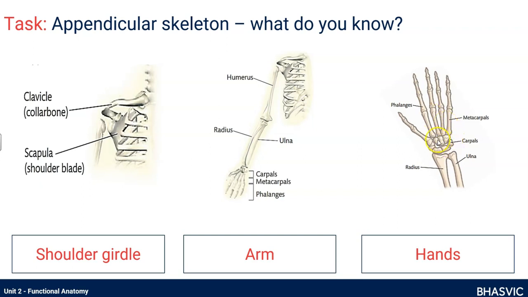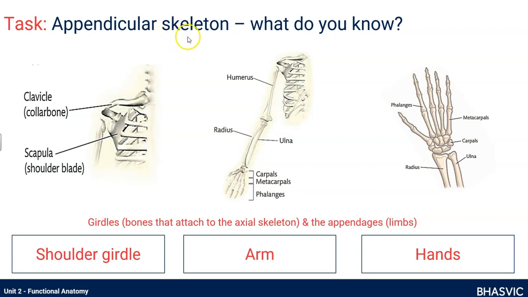So we've got short bones in our carpals, we've got long bones, our metacarpals in our palm, and then our fingers or our digits are made up of our phalanges. That's the name of these long bones. So metacarpals and phalanges are long bones.